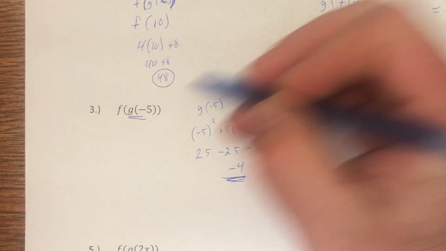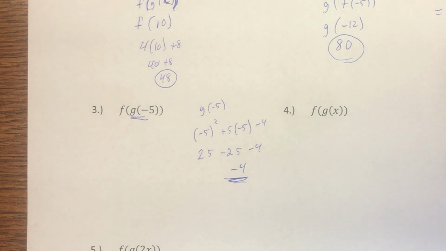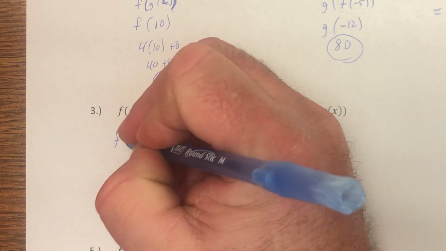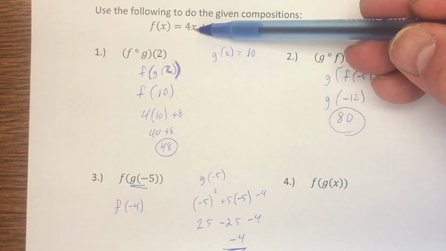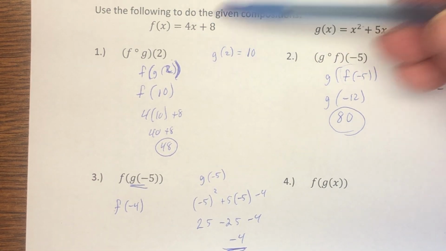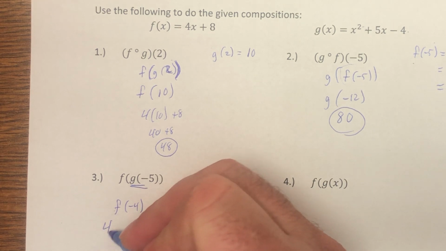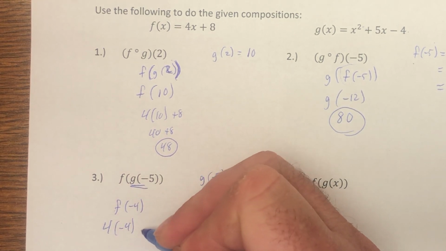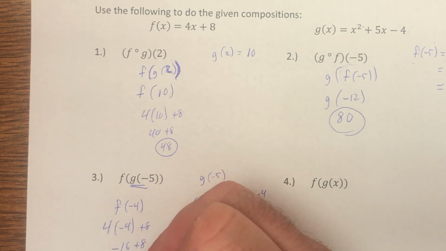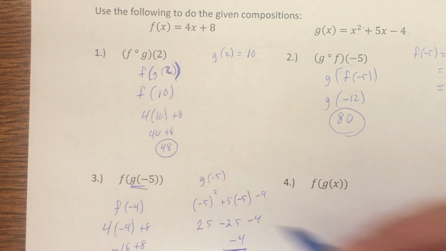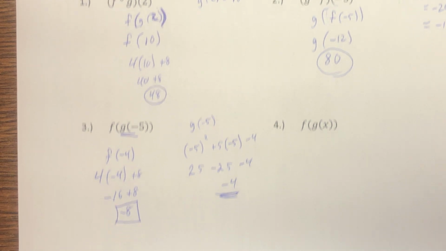So I'm going to replace g of negative 5 with its value, negative 4. So I'm going to do f of negative 4. So I come up here to f's function. Wherever I see an x, I replace it with negative 4. So this is 4 times negative 4 plus 8. So negative 16 plus 8, which gives me a final value of negative 8.